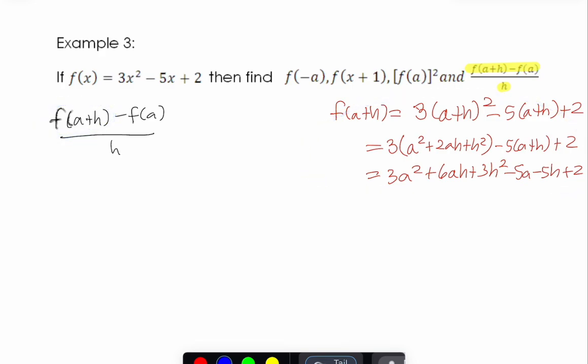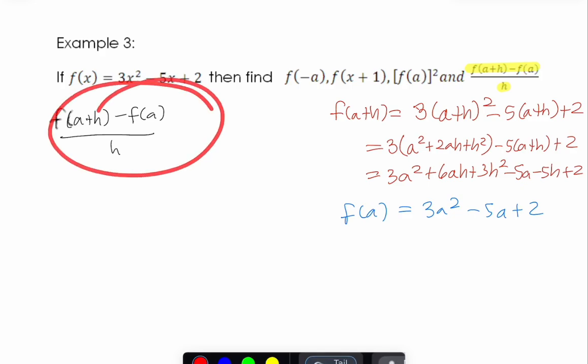The next part of our expression I need to do is f of a. So I'm just going to write out f of a. F of a is 3a squared minus 5a plus 2. You're just replacing the x with an a. You've inputted an a instead of an x, so it's a very simple replacement. There's not much you have to think about. Now that we have those quantities, let's place them into the formula, okay?